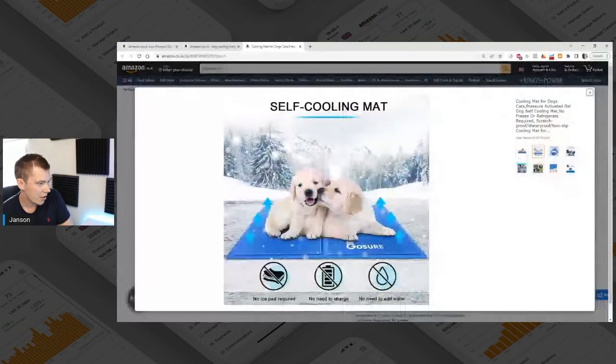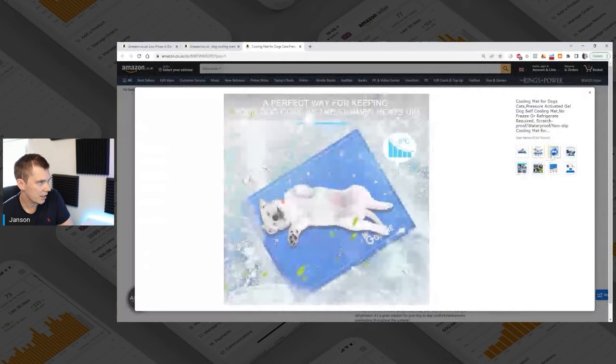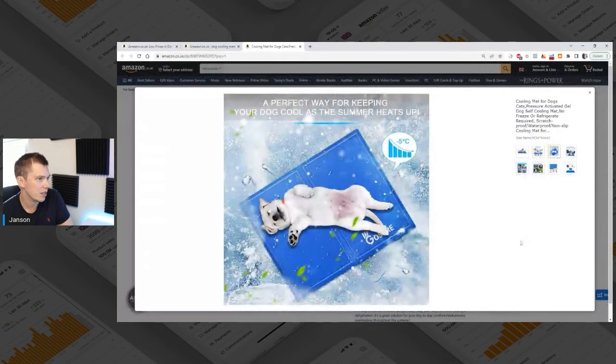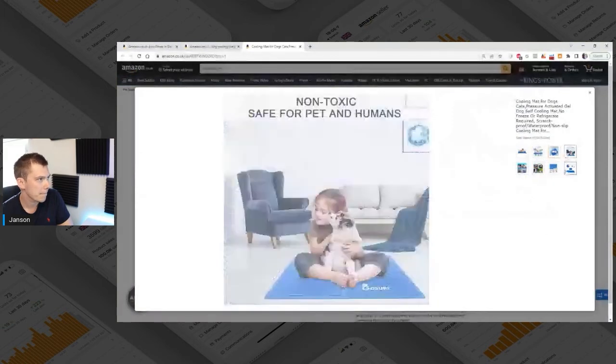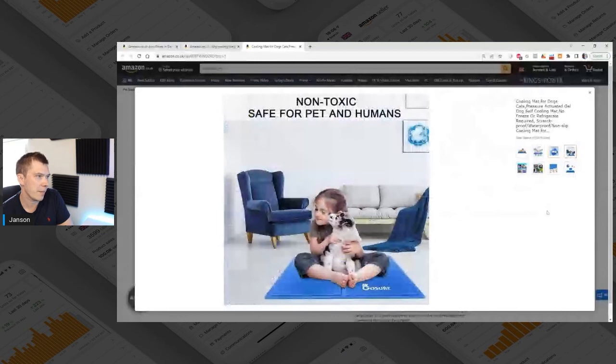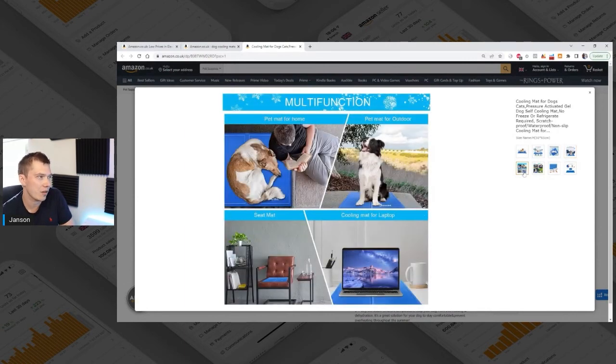So, no ice pad required, no need to charge, no need to add water. Okay, a perfect way for keeping your dog cool as the summer heats up. Non-toxic, safe for pet and humans. So there you go. The English isn't great, is it? And it's just not particularly compelling. Normally the listings are going to be of this quality or a lot worse.